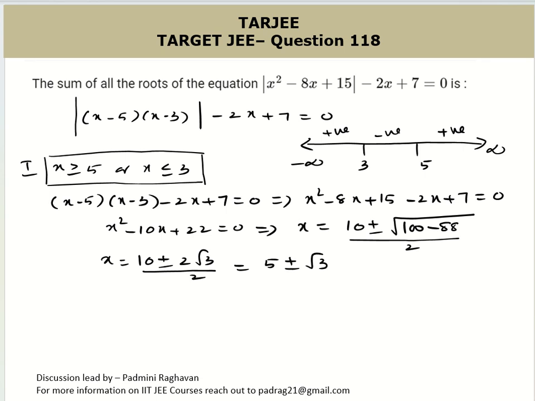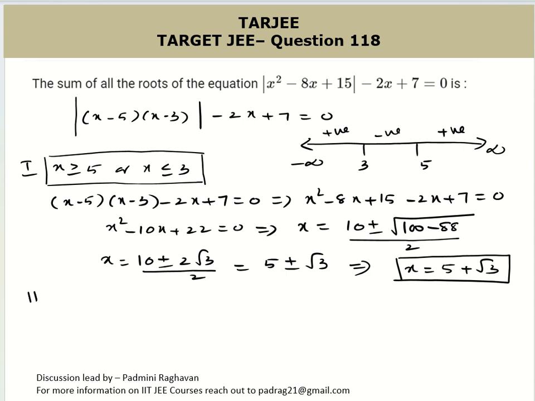Now the condition is x has to be greater than or equal to 5. So you can see 5 + √3 is satisfying that criteria, or x has to be less than or equal to 3. You can see that 5 − √3 is 5 − 1.73, which is 3 point something. So 5 − √3 doesn't satisfy the criteria. Which implies there is only one value of x in both the zones put together, which is x = 5 + √3.